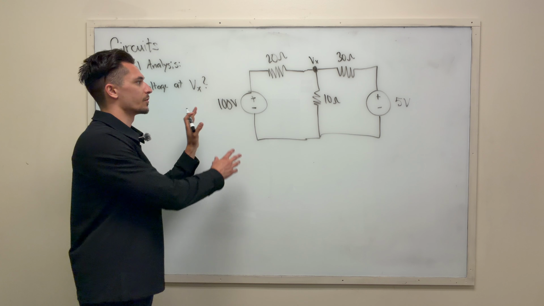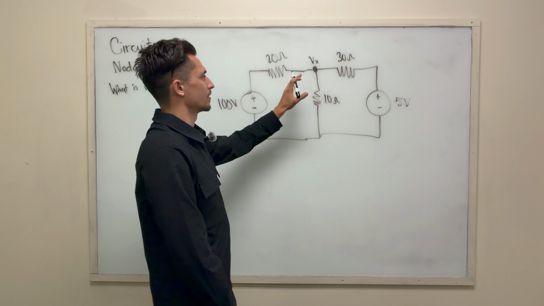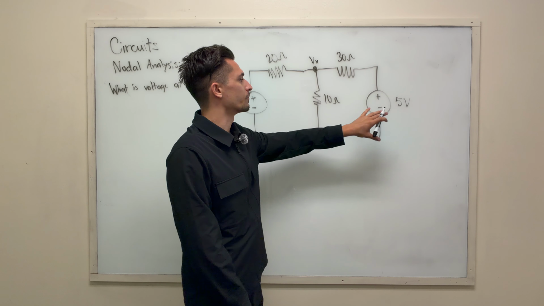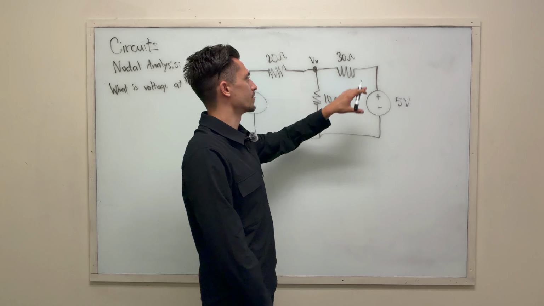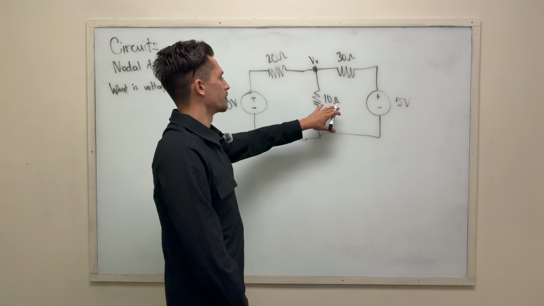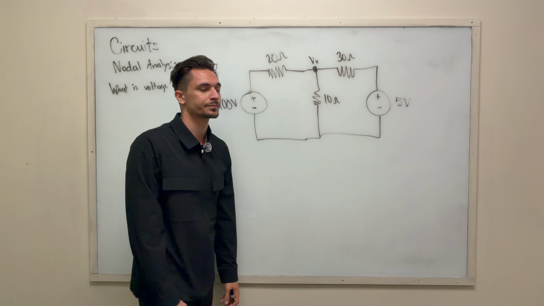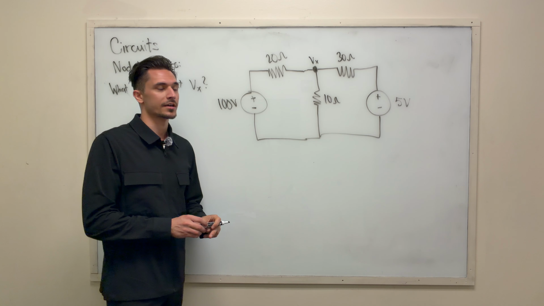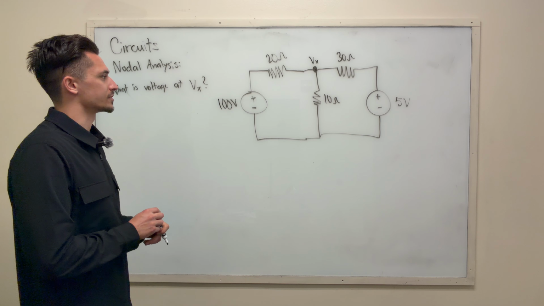On this side, we have 100 volts going through a 20 ohm resistor to Vx. And on this side, we have a 5 volt source going through a 30 ohm resistor. And over here, we also have a 10 ohm resistor as well. So we've identified all of the aspects of this circuit. Let's try to solve it together.